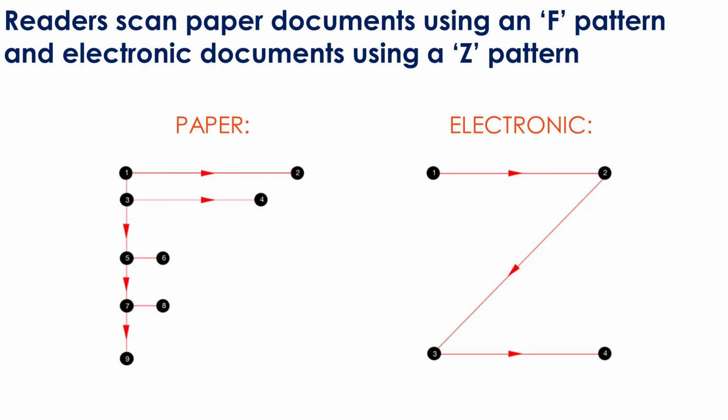If you're producing an electronic document, on the other hand, readers tend to use a Z pattern. In other words, they scan across the top of the text, then their eyes move down diagonally and to the left, and then they move across the text again at the bottom of the screen. So if you're producing an electronic document, you want to put key information towards the corners. All right. Now let's see how we can implement this tip in our sample text.